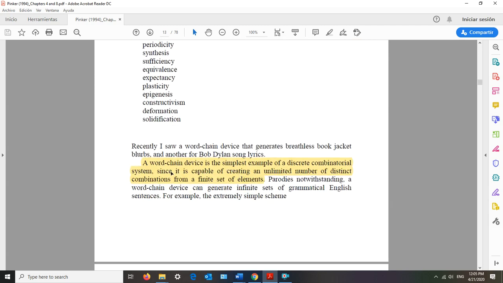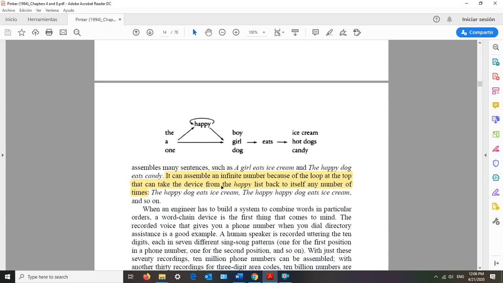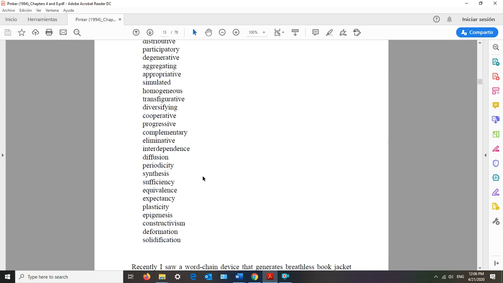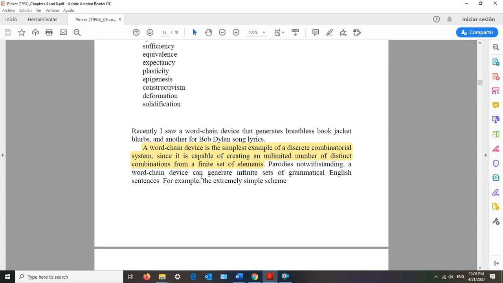But then he explains a word chain device is the simplest example of a discrete combinatorial system. So that's why it was postulated that the combinatorial grammar that underlies human language can be a word chain device, for it is also a discrete combinatorial system. For it is also capable, like human language is, of creating an unlimited number of distinct combinations from a finite set of elements, of the elements included in the lists that are given as options.